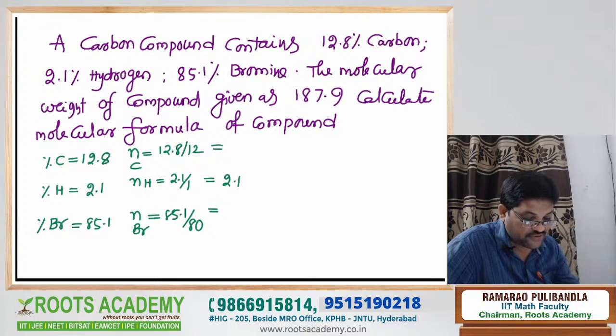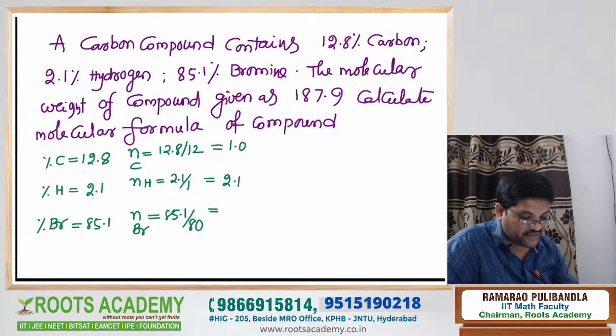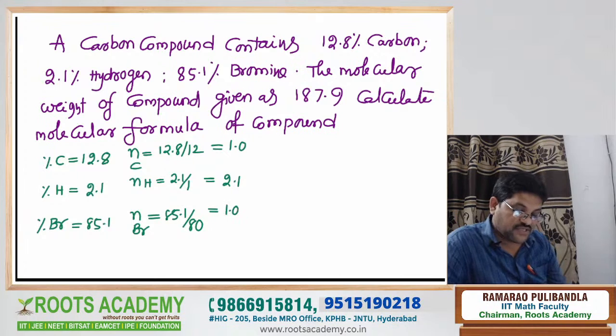So how do you get those values? 12.8 divided by 12, you get 1.0, right? And then 85.1 divided by 80, how much do you get? Again you get 1.0. Now which is the least value? 1 is the least value.